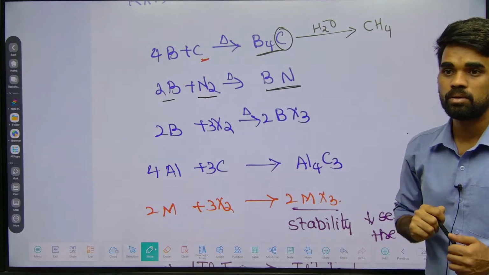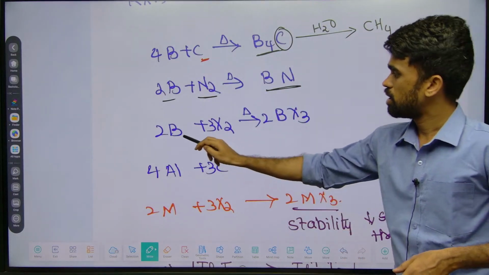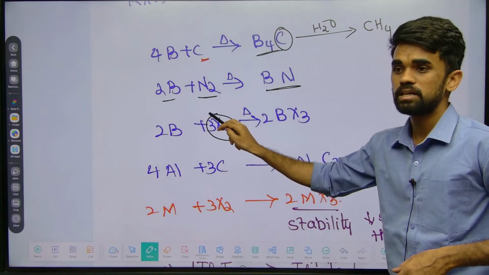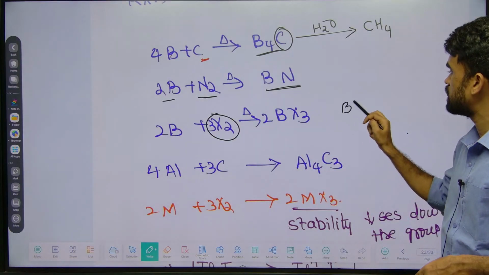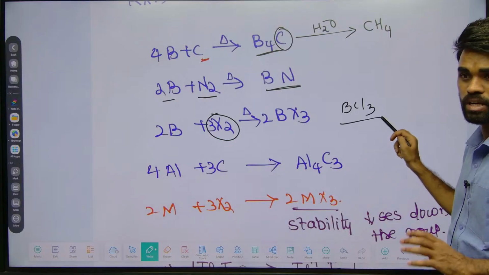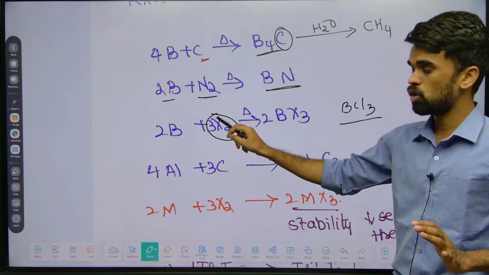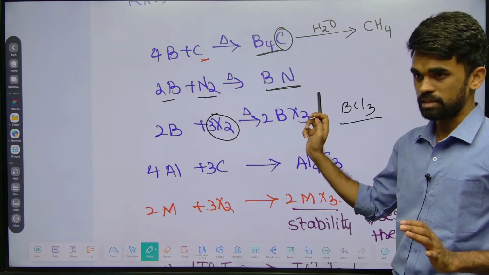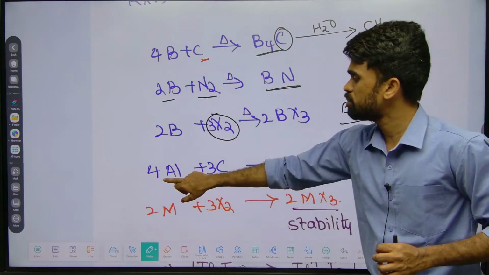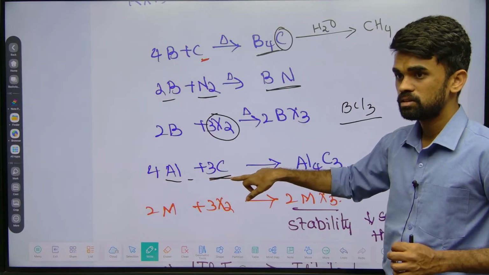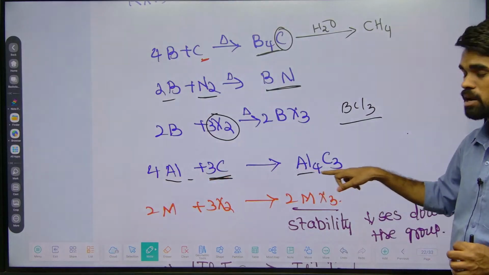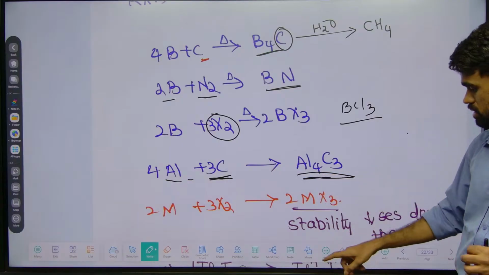Boron nitrides. Upon treating with halogens, halides like BCl3, BF3, this kind of compounds are produced, when boron is treated with chlorine, fluorine, like that. Okay, aluminum upon treating with carbon, we will get carbides, aluminum carbides.